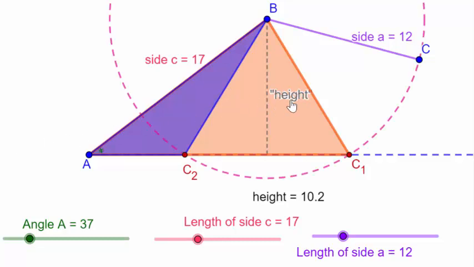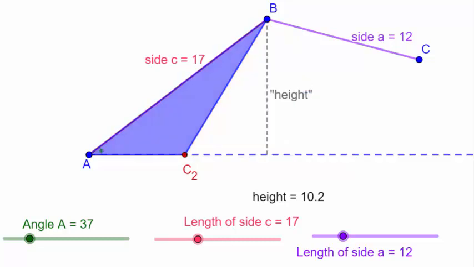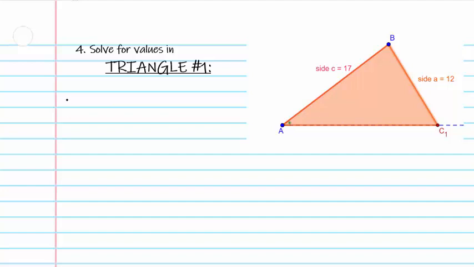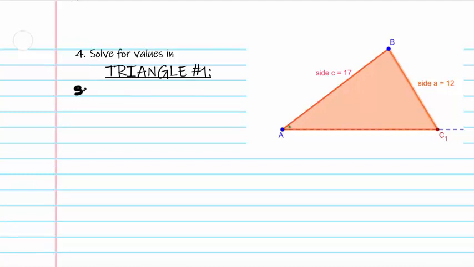And as you can see here, notice both of those values, B to C2 and B to C1, are exactly the same since we created it by using the radius of a circle. So we're going to go ahead and find the missing values for that first triangle that we saw, the orange one.